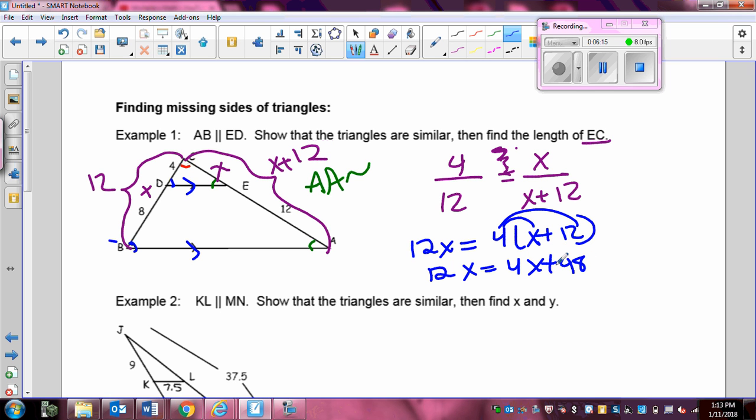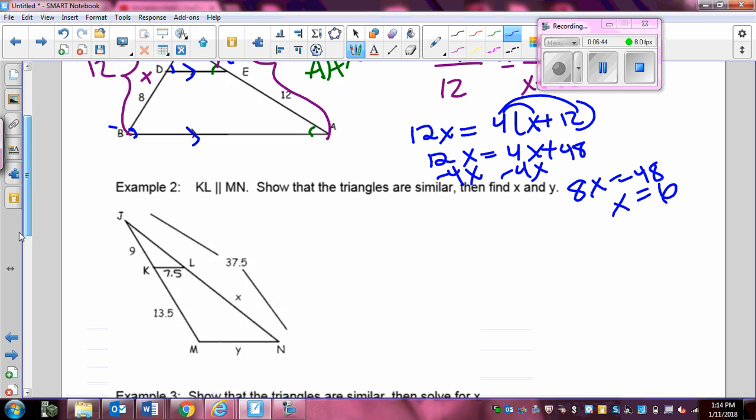And then move your x's to the side that has the smaller x. Since there's only x's over here, I'm going to move my 4x over, minus 4x. So we're going to get 8x equals 48. Divide by 8, x will equal 6. So it says, what is the length of A, or CE? That's just 6. We don't have to plug it in or anything.